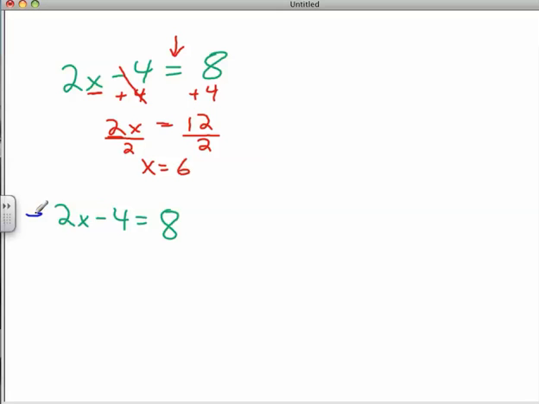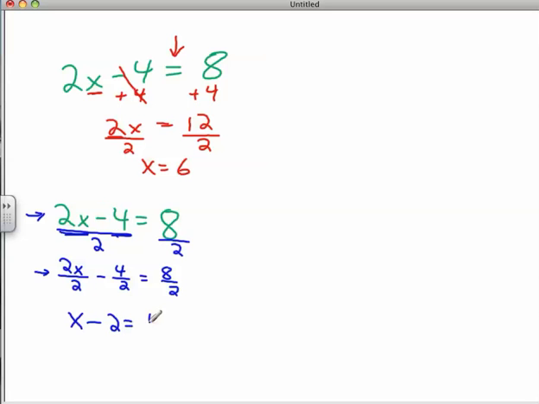Here, for this one, I'm actually going to divide first. I'm going to divide by 2. So whatever I do to one side, I make sure to do the other. So I have 2x divided by 2 minus 4 divided by 2, and it equals 8 divided by 2. The reason why I'm doing it to both parts is whatever I do to one side, I'm not just going to decide to divide by 2 on the 2x. I have to make sure that whatever I do to one side, I do to the other. So I take care of that whole side. So I end up with x minus 2 equals 4.